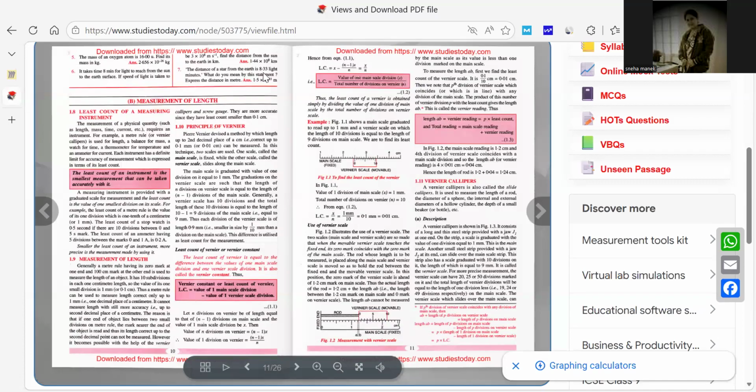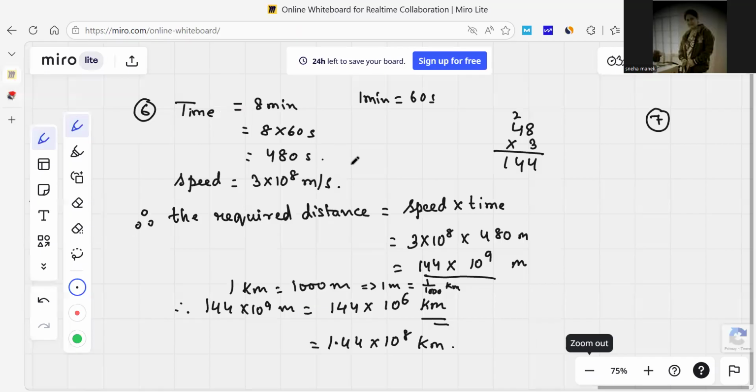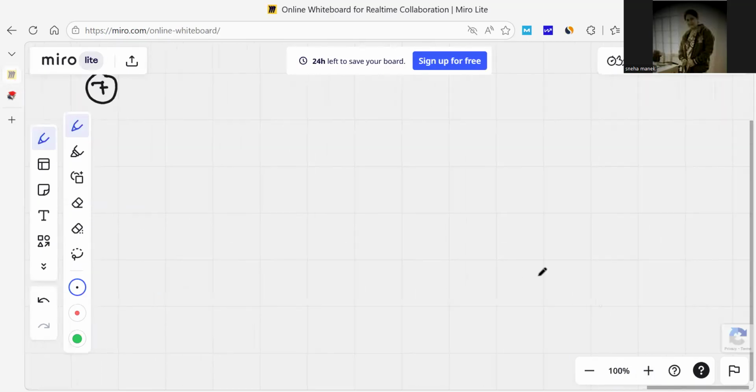Distance of star from the earth is given as 8.33 light minutes. What do you mean by this statement? That means the light from the star is taking 8.33 minutes. That means it is traveling a distance of 8.33 light minutes. So how will we express this in a statement? First, let's write down the statement. Distance of the star from the Earth, number 7. I'll just now zoom in a bit.